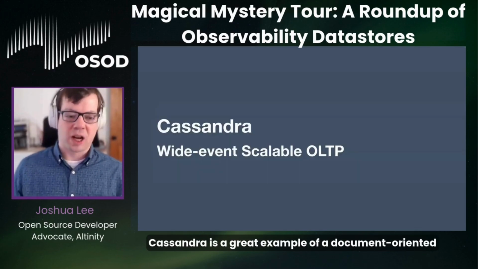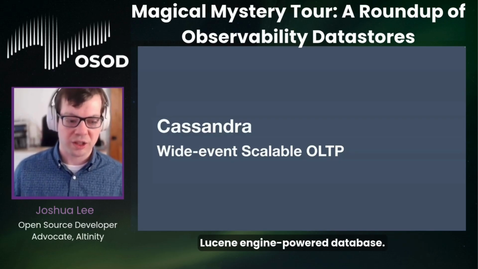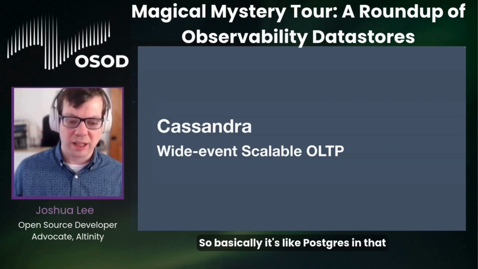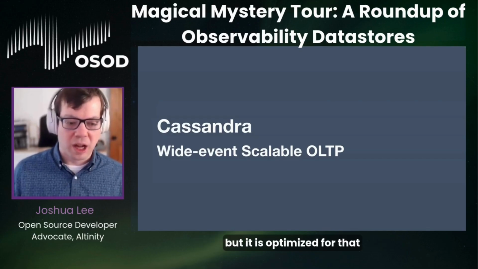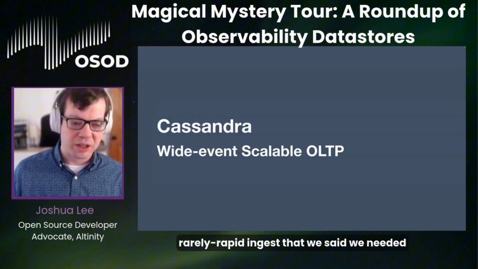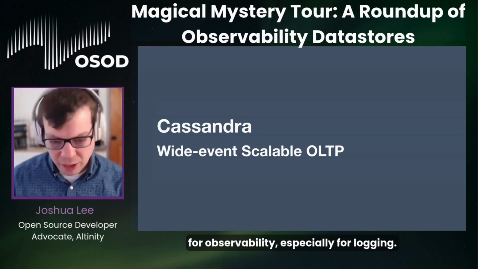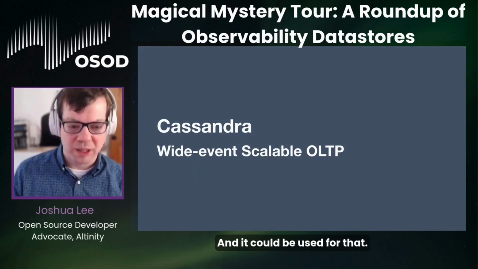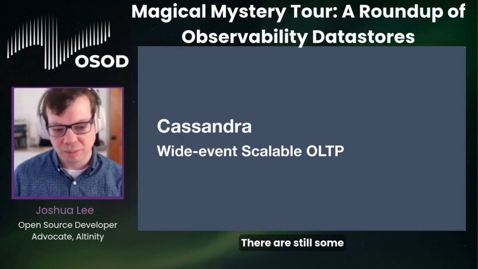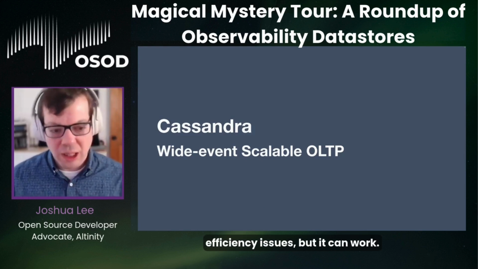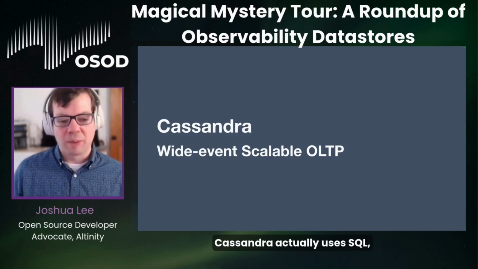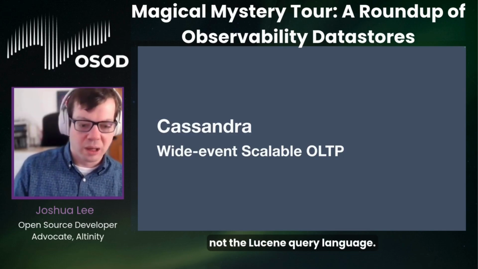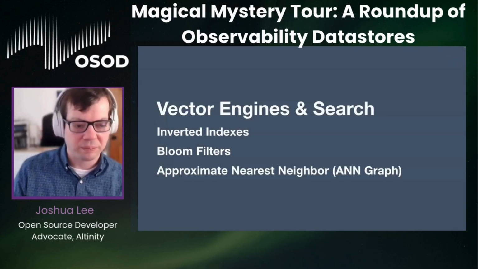Cassandra is a great example of a document-oriented, Lucene engine-powered database. It's basically like Postgres in that it is NoSQL, but it is optimized for the really rapid ingest that we said we needed for observability, especially for logging. And it could be used for that. There are still some efficiency issues, but it can work. Cassandra actually uses CQL, not SQL. It's a derivation of SQL, not the Lucene query language.